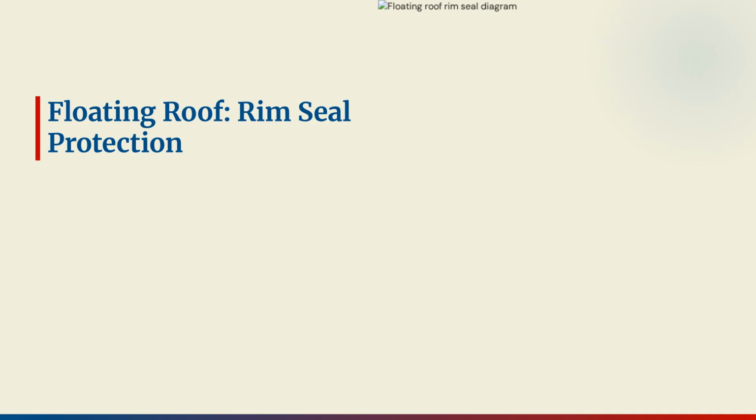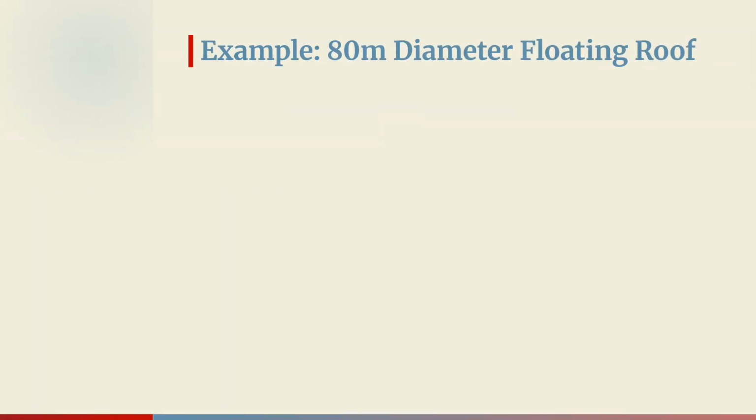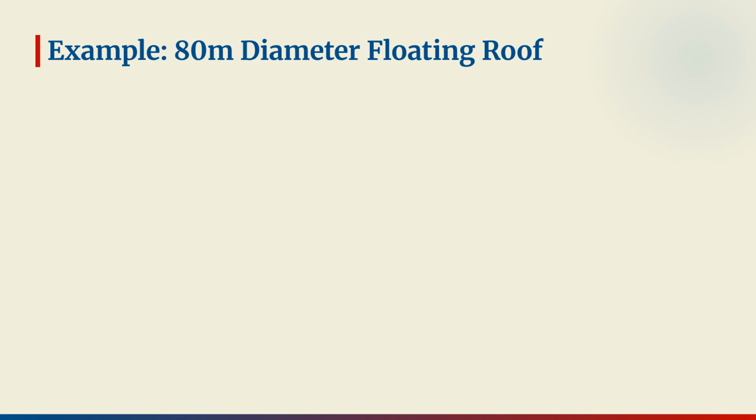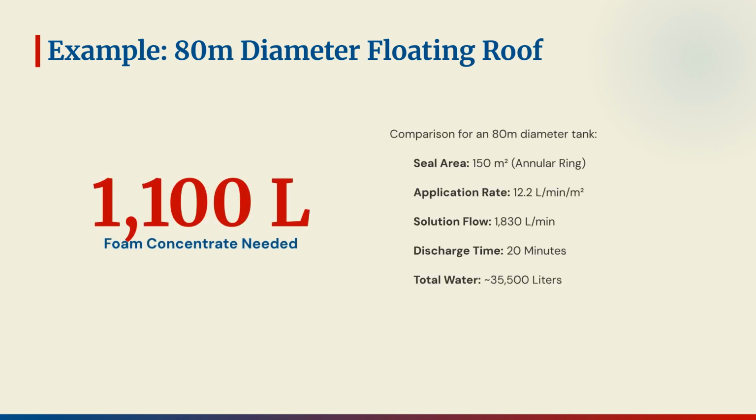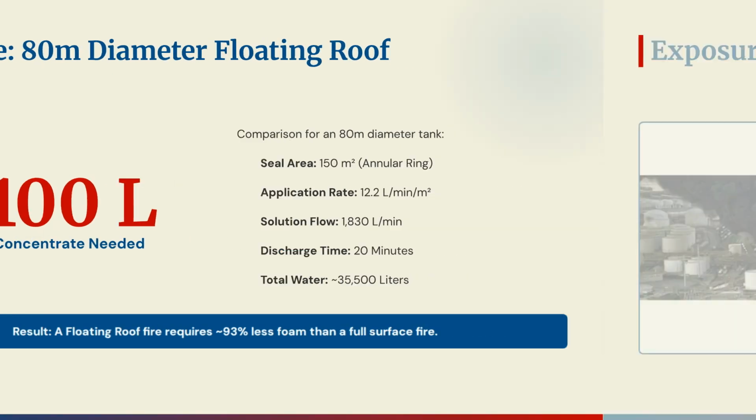468,394 liters. Floating roof tanks require rim seal protection, where the fire is localized to the annular seal area, typically less than 10% of the total surface area. However, the high intensity increases the application rate to 12.2 L per minute per square meter. For an 80-meter diameter floating roof tank, the foam concentrate needed is only 1,100 liters. This is approximately 93% less foam than what is required for a full-surface fire.